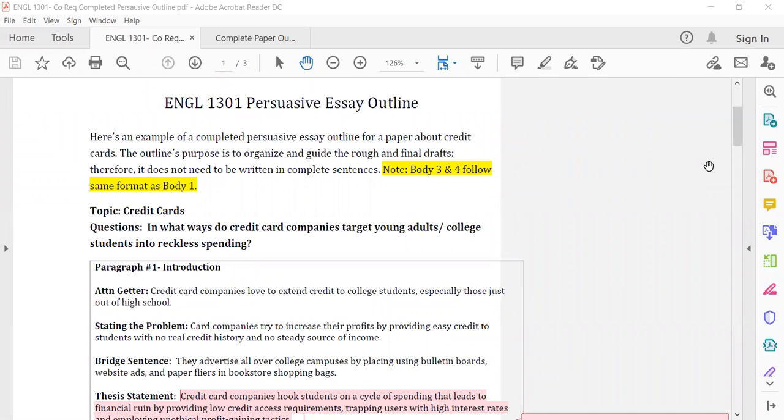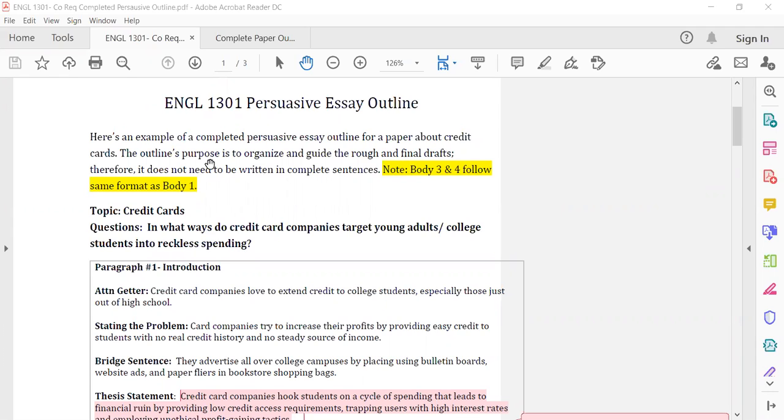All right, so here's an example of an essay outline, a persuasive essay outline, like the one that you will be writing, that is completely filled out. It is on a different topic than the topics that you had to choose from, and that's because I didn't want to do one on one of your topics, because then I would pretty much have done that topic for you. So I did choose a different topic, but it follows the same guidelines.